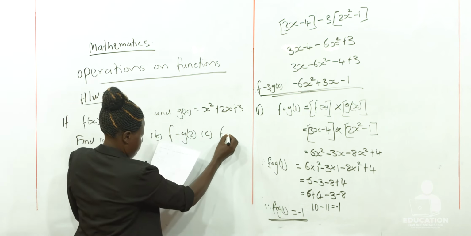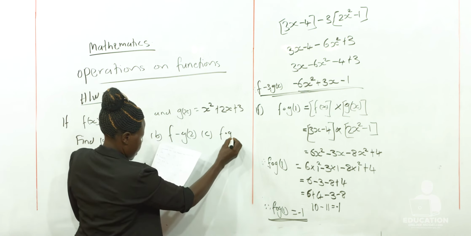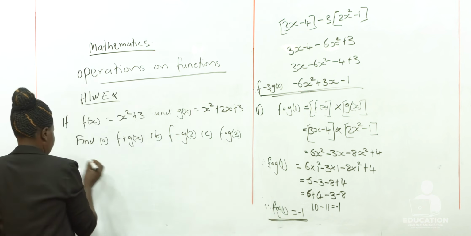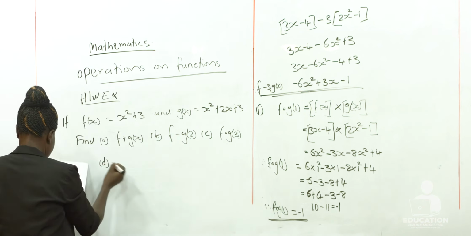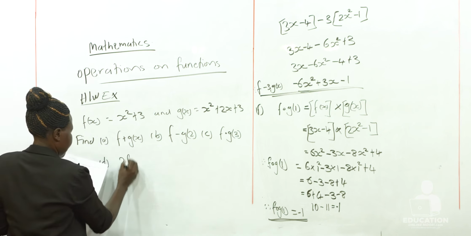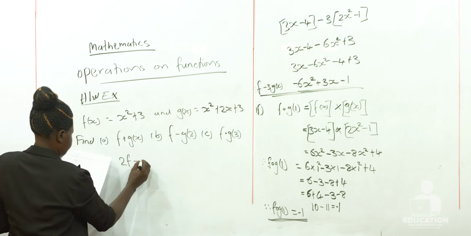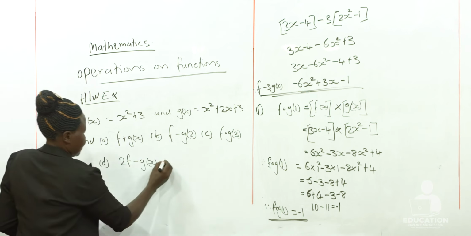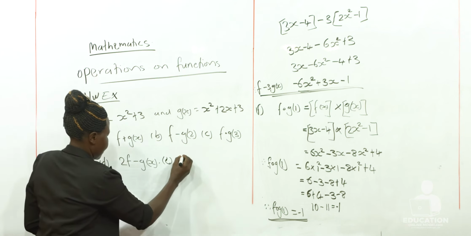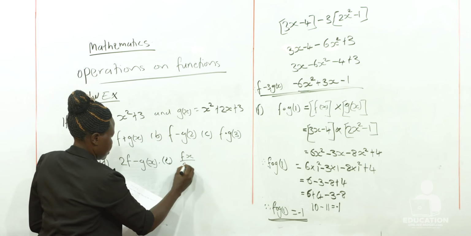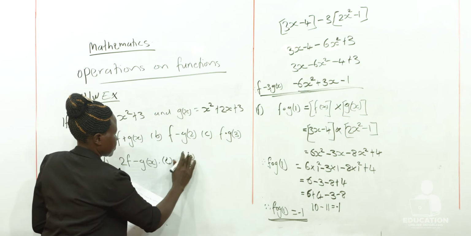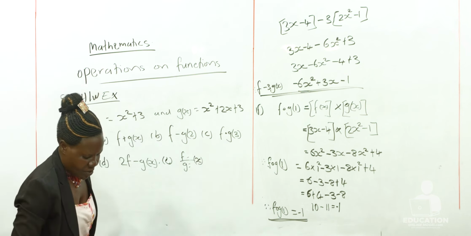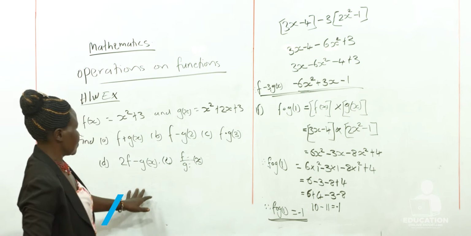and then c, f times g of 3, and then lastly d, 2f minus g(x). So learners, let me add e, that is f(x) over g(x). So learners, go and try to attempt these questions.